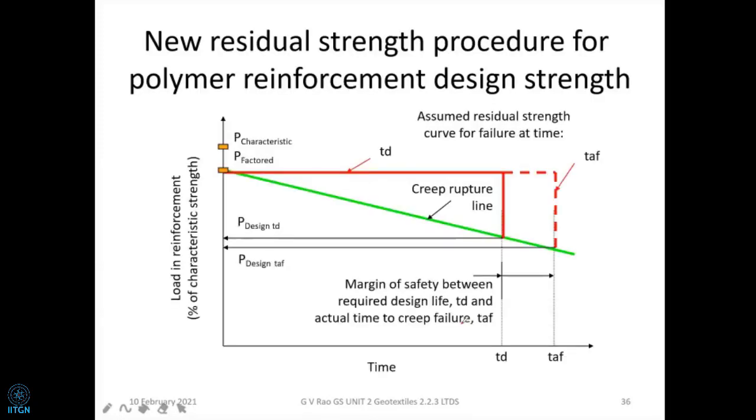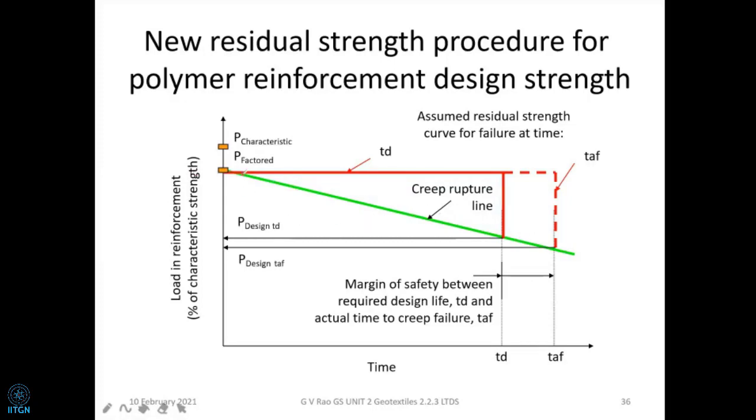And if you look at the summation of all of them, what are we looking for? We are looking at the load in reinforcement. That means percentage of the characteristic strength, meaning the ultimate tensile strength. And this is the time. So again, this is of course a log scale only. So what is happening is the creep rupture line which we are going to get ultimately is something shown by the green curve. That is the real rupture line.